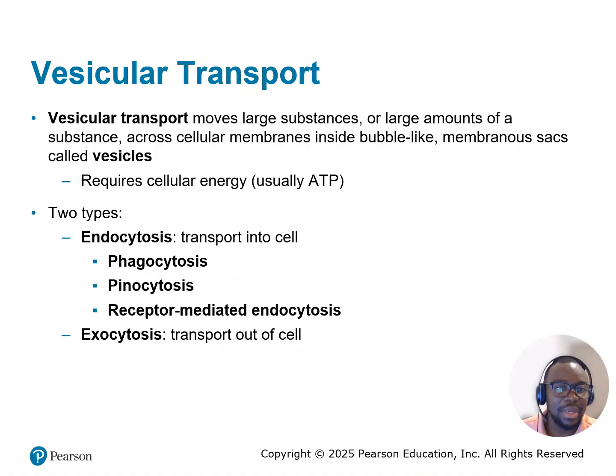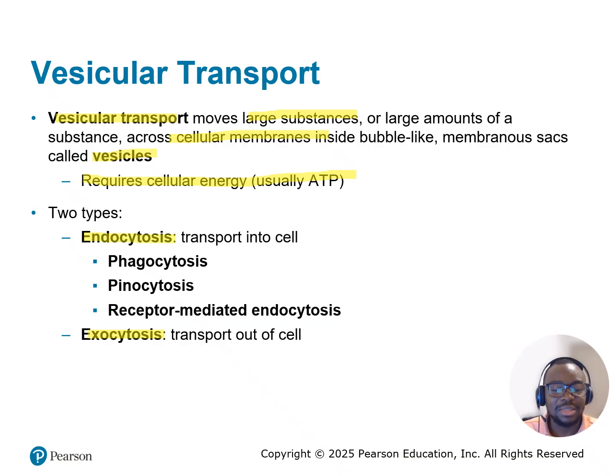Our next topic is vesicular transport. Vesicular transport moves large substances across membranes in structures called vesicles. Because it is an active transport mechanism, it requires energy in the form of ATP. We will focus our attention on 2 main types of vesicular transport, endocytosis and exocytosis.